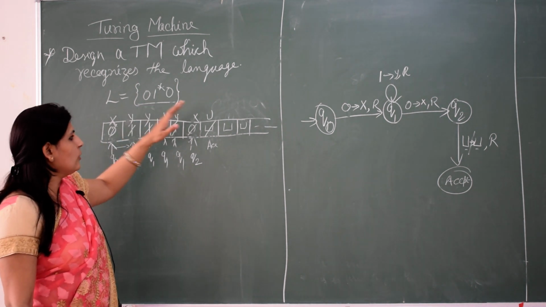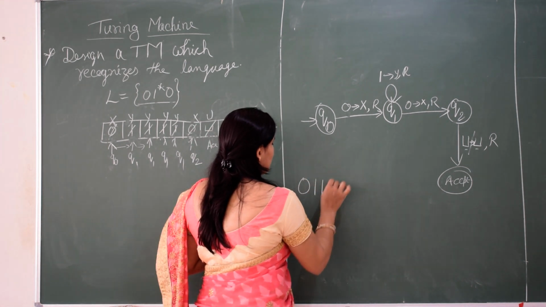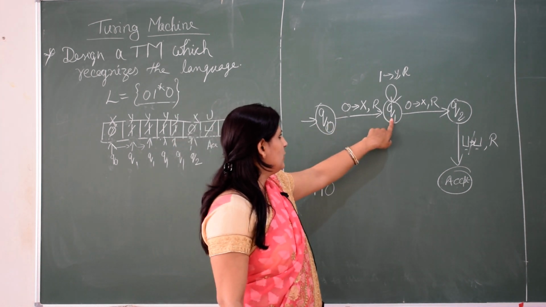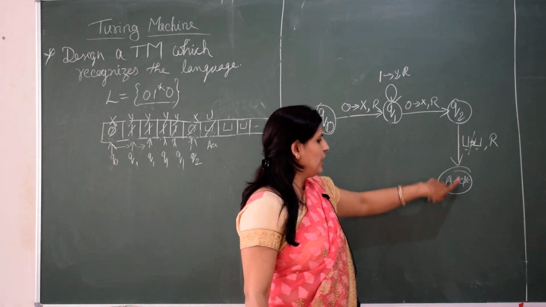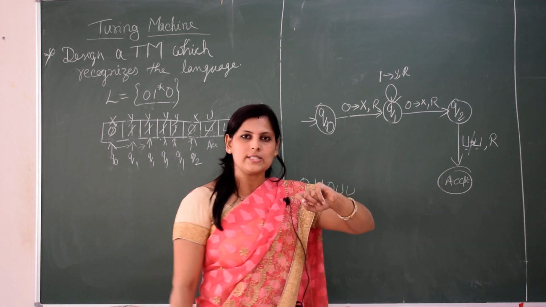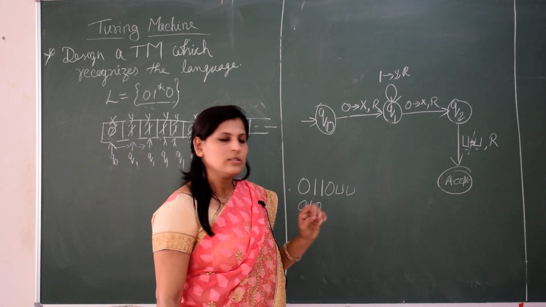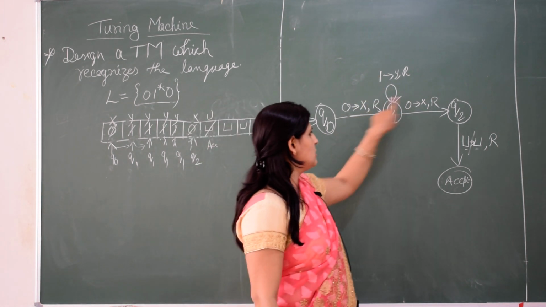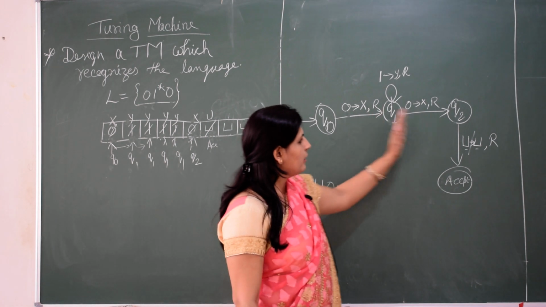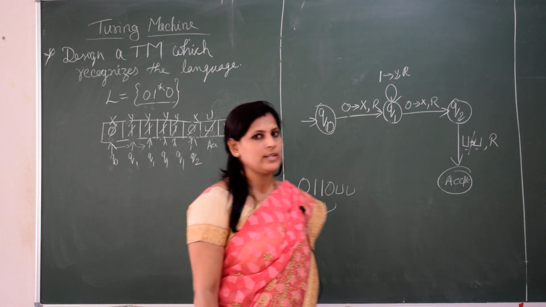Then you can ask, will this accept all the possibilities? You can see with an example. Suppose your string is 0 1 1 0, and it will accept. After this, blank will come, so it will accept. If you have a single 1, 0 1 0 0 1 0, then accept, blank means accept. You can try with any string of this language, and all the strings will be accepted.